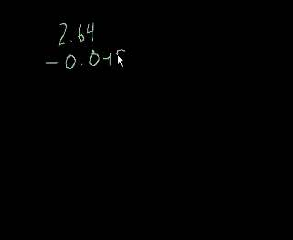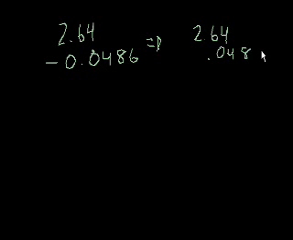Okay. If I have 2.64 minus 0.00486. So once again, let's line up the decimal points. 2.64, and it's 0.0486. Lined up the decimal points, add the zeros on top.